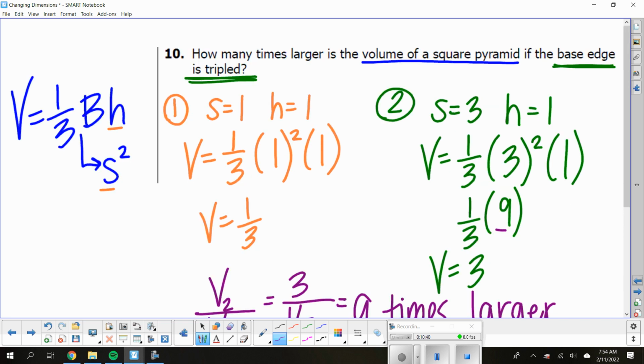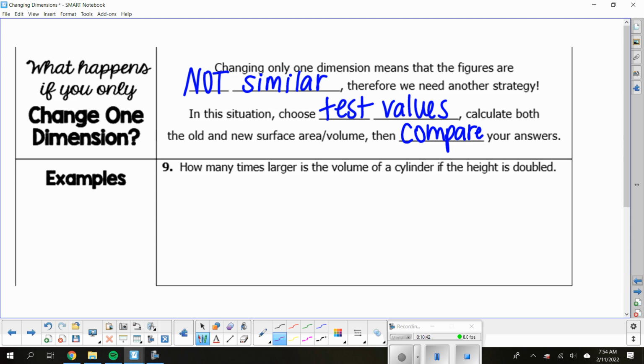So go ahead and try number 9 on your own and answer it when you are asked. Just be careful what your A value is. The height is being doubled. And then everything else should be straightforward from there.